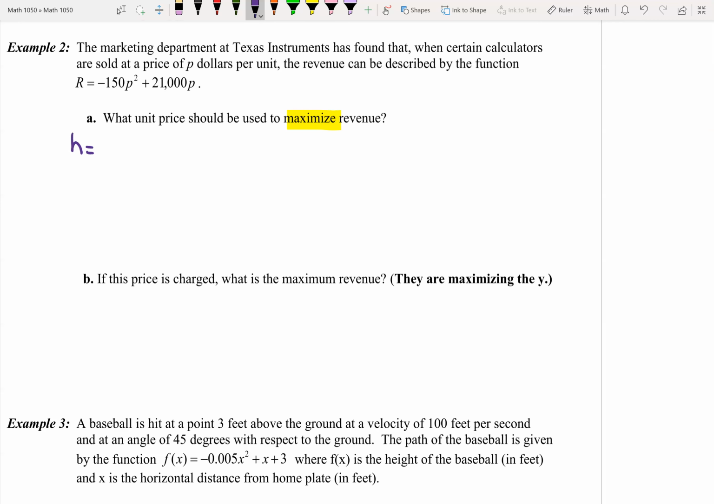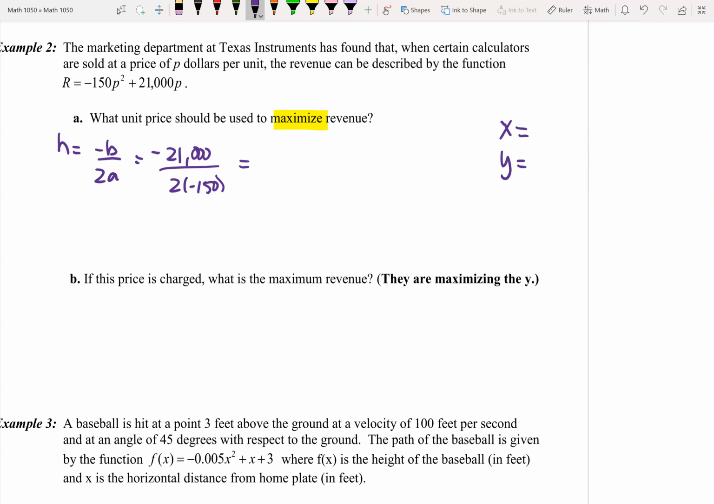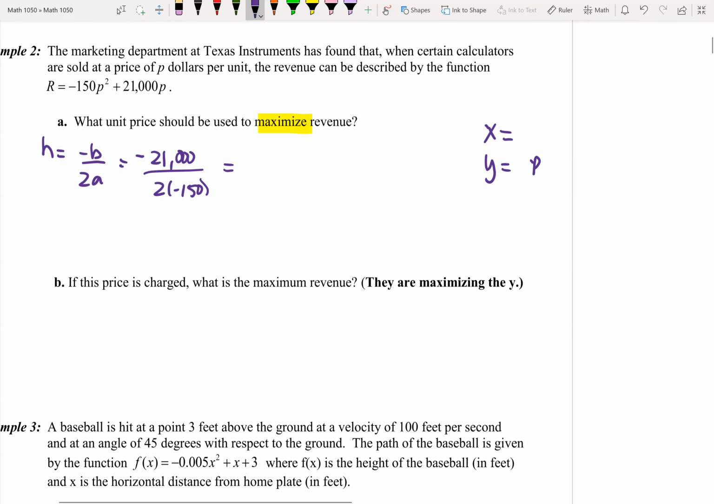Okay, so everybody go. H is negative b over 2a, which is negative 21,000 over 2 times negative 150. 2 negatives gives me a positive, so I can forget about that. Oh, I forgot to start the right way. Sorry, everybody go x equals, y equals. Let's jump over here and do that. It's solve for R. R is your y. The y is the revenue. Make sure you write that down. The x is not represented by the letter x. It's represented by the letter what, everybody? P. By the letter P. And if you read, that is the price. Okay? Sorry about that. Okay, now go back over to here.